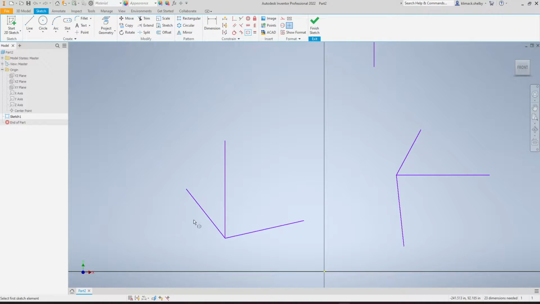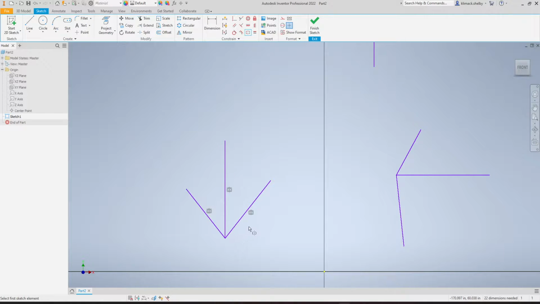Now the order that you select your sketch features here does matter. You want to select the two lines that you want to be symmetrical first, and then the third thing you click on should be the line of symmetry. So I'm going to select the left line first because that's one of the lines that I want to be symmetric. I'm going to select the right line second because that's the other one. And then my third click is going to be my line of symmetry, this vertical line that I want them to be symmetric around.